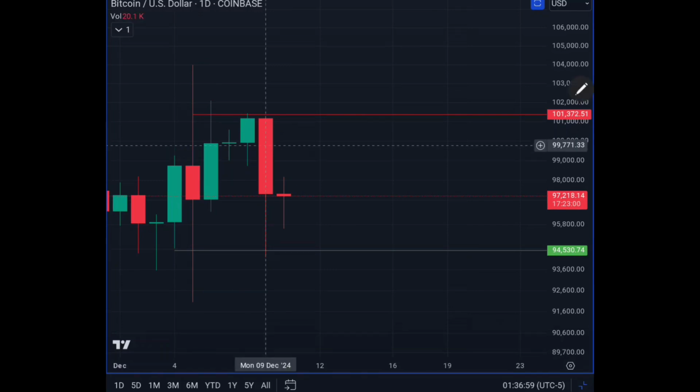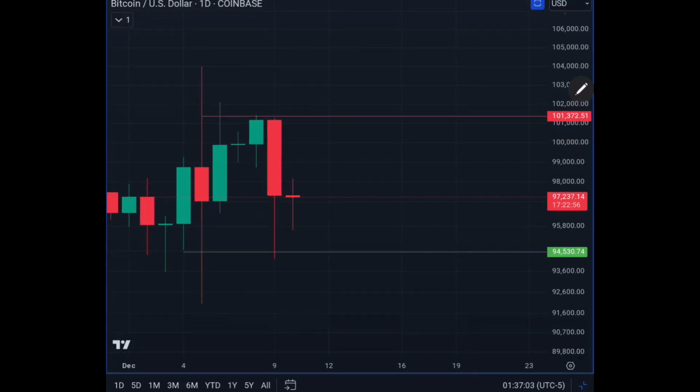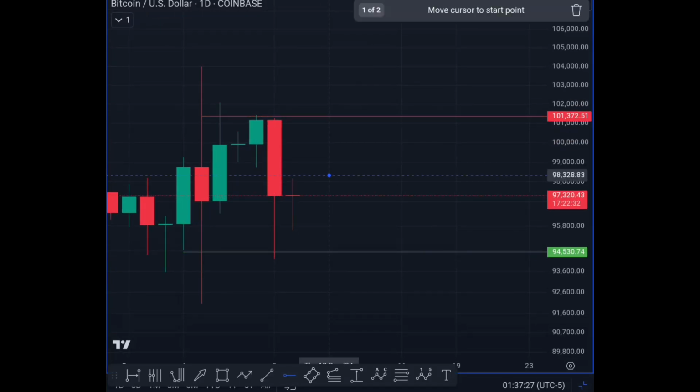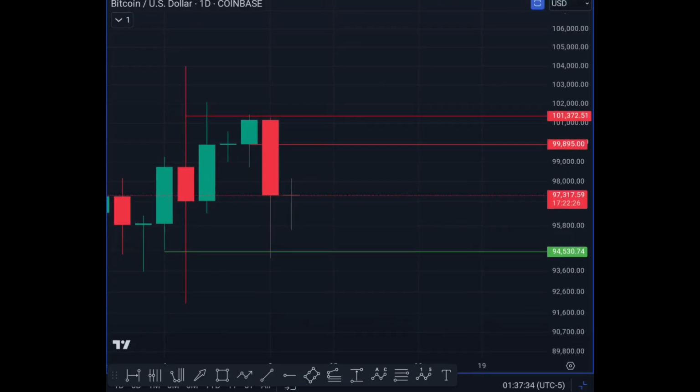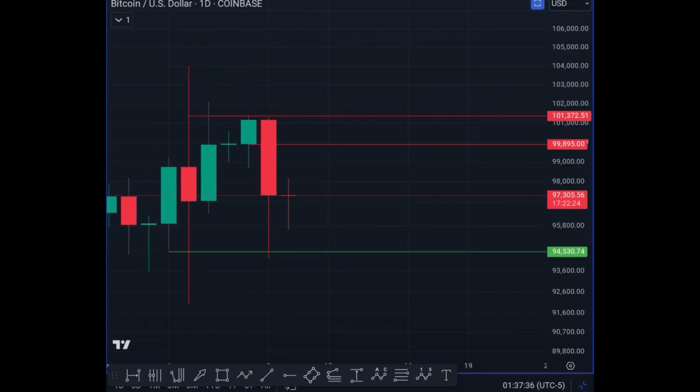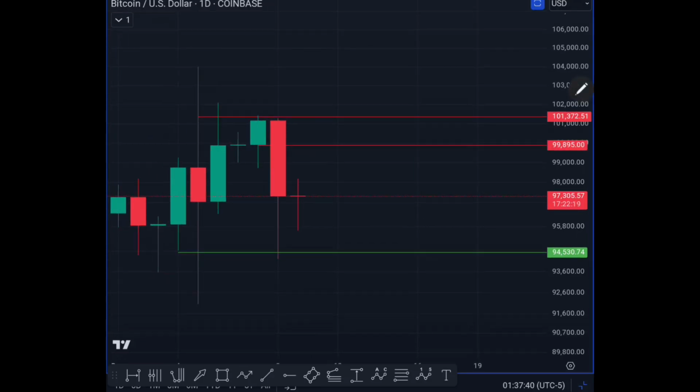Just looking here on the daily chart, I'm seeing right there an order block sell setup. So let's go ahead and mark that off right there. 99, basically $99,900 would be the area to look for rejection at this current level.